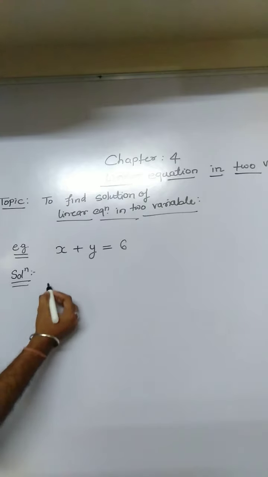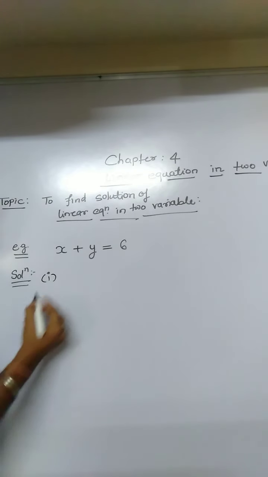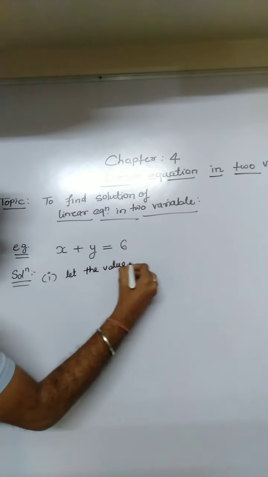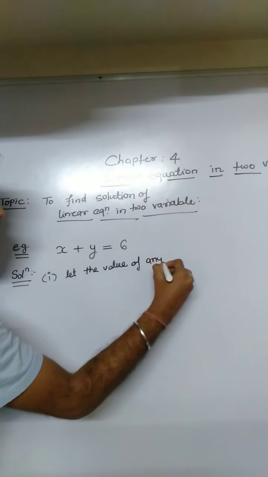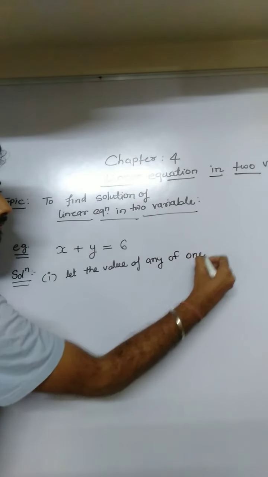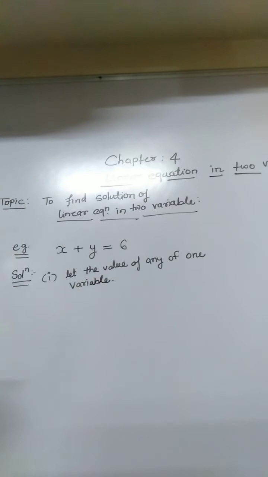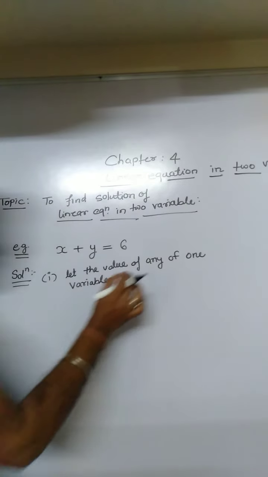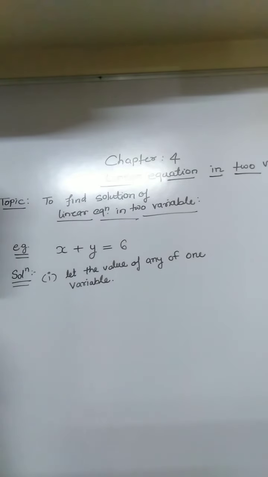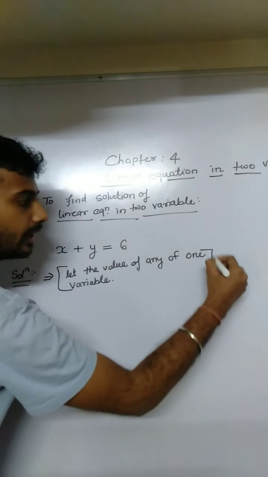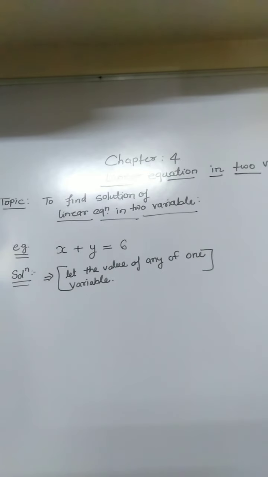So here the first step, what you need to do, you need to let the value of any one variable. We need to assume any real value for any of the variables given in the linear equation of two variables. Okay, so this is our main step. Let me explain how to take values.